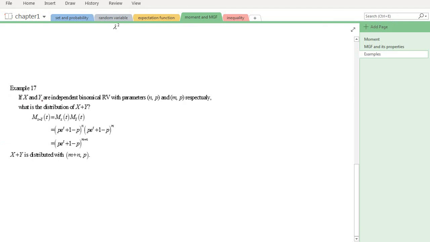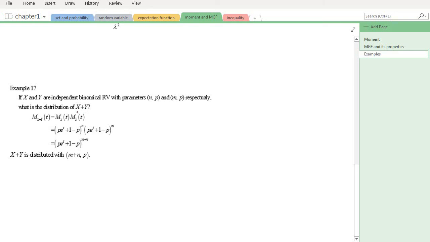The next one: if x and y are independent binomial random variables with parameters n, p and m, p respectively, what is the distribution of x plus y? So we would like to know. The question gives us both x and y following the binomial distribution, x is distributed with parameters n, p, and y with m, p. Then we want to find the distribution of x plus y.